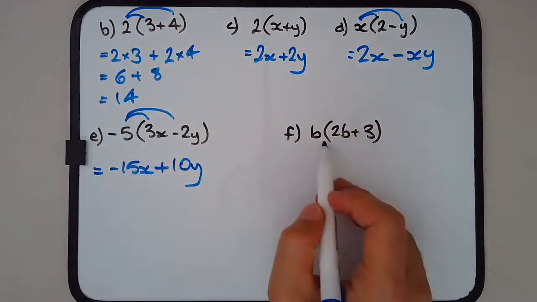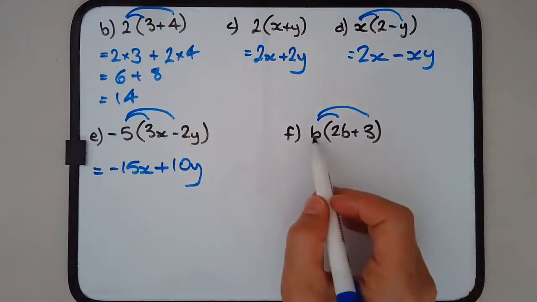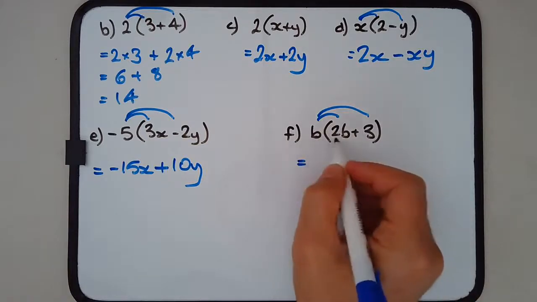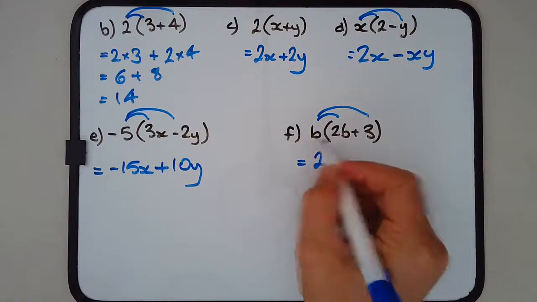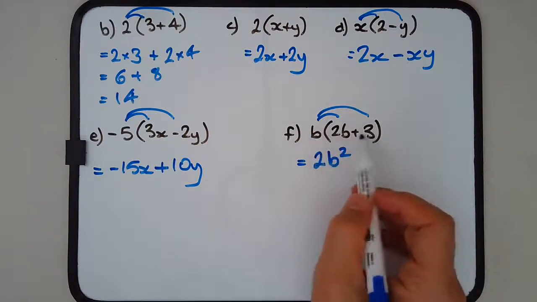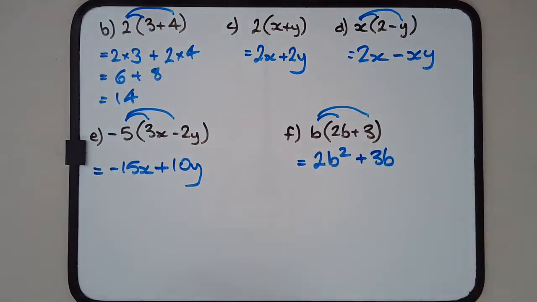Part F. Again, we're just doing the same thing over and over, just with different symbols, different pronumerals, different variables. b times 2b, so we have a 2, b times b is b squared. b times positive 3 is positive 3b. So you can see that it's actually quite straightforward and very simple.